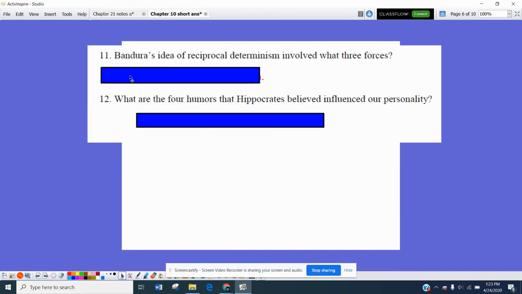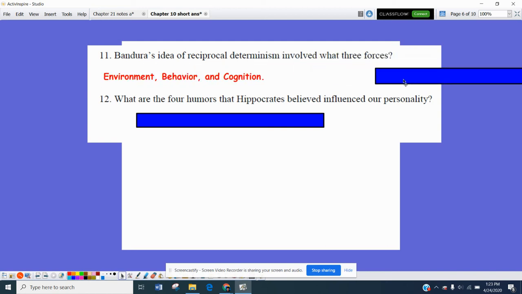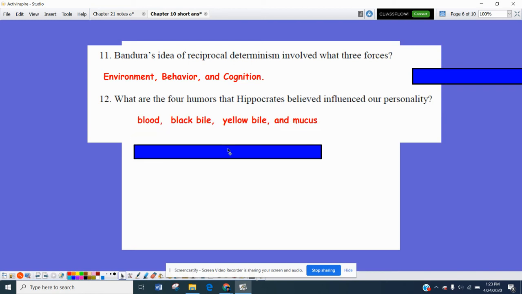Number 11, Albert Bandura, his idea of reciprocal determinism involved what 3 forces, and that is the environment, our behavior, and cognition, how we think about that. And number 12, what are the 4 humors that Hippocrates believed influenced our behavior? And that would be blood, black bile, yellow bile, and mucus or phlegm.